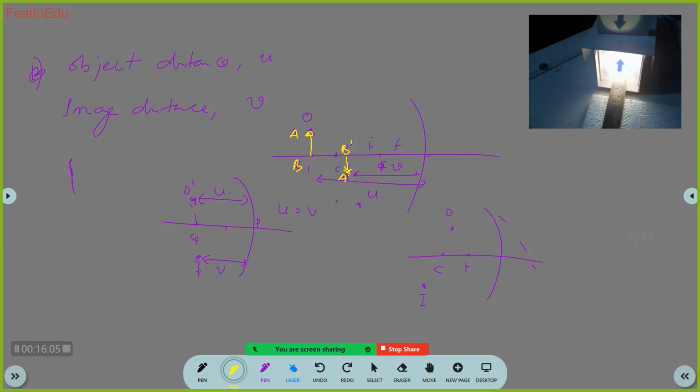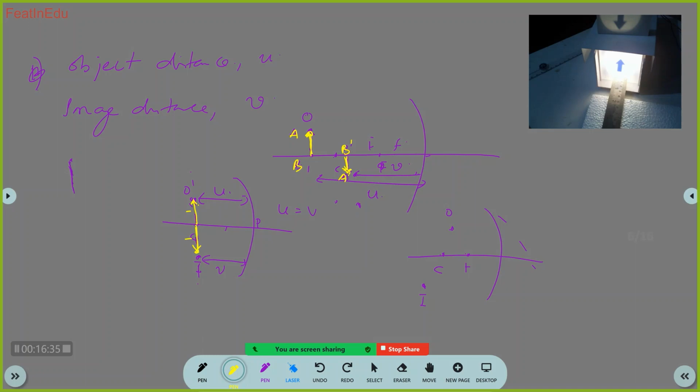This is called an extended object. So everywhere I have kept the object like this, you will get the image. And you should see that the lengths are the same when it is kept at C. That means the object size and the image size are the same. Now, when I kept the object beyond C, then the image size will be less than that of the object size.